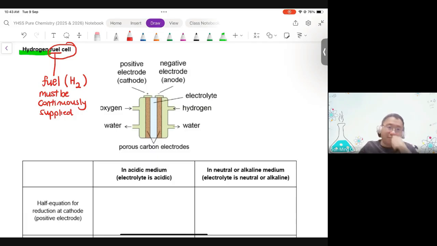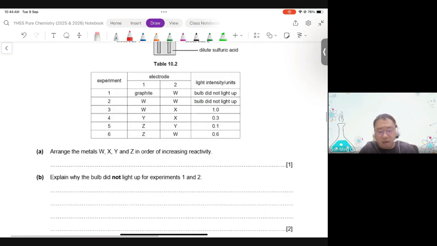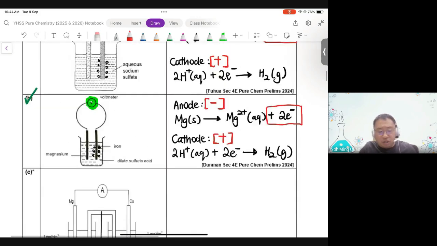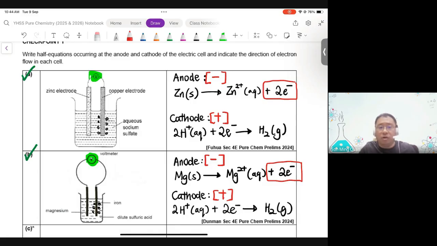So that is the only difference between a fuel cell and an electric cell. A fuel cell requires the continuous supply of a fuel. Then how come just now we didn't need a continuous supply of fuel? You must be wondering. Just now, my zinc and copper, you mean we don't need continuous supply? Yeah, we don't, because the zinc and copper is just a piece of metal, right? You don't have to change the zinc every minute, right?